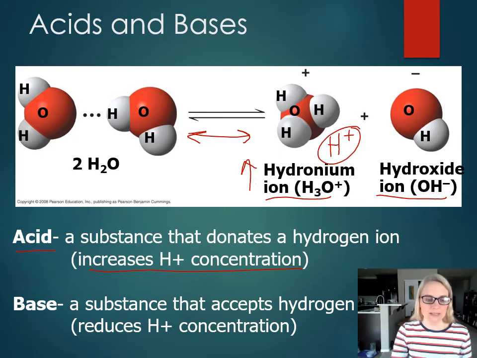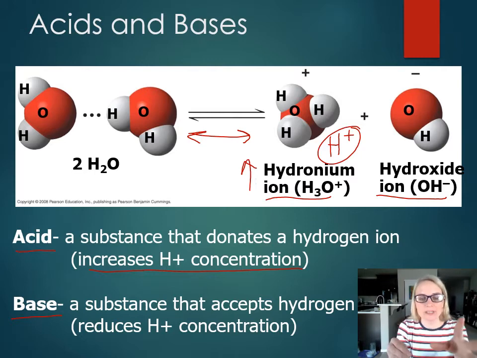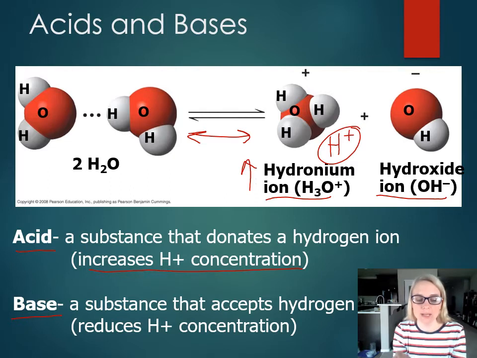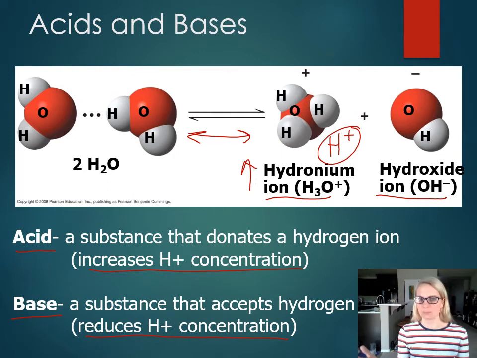The reverse of that is a base. So a base is something that when you put it into solution, it will actually tie up, accept, and bind to hydrogen ions, reducing the concentration of hydrogen ions in the environment. So a base reduces hydrogen ion concentrations. So that's the general idea. If you can have that be your takeaway: acids increase hydrogen ion concentrations, bases decrease hydrogen ion concentrations, okay? So that's the basic principles of what an acid and a base is.